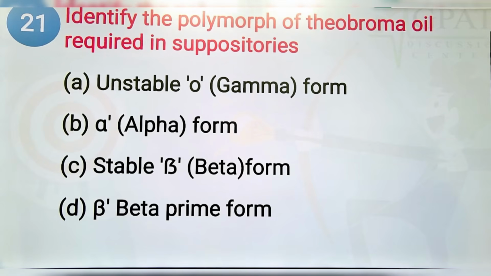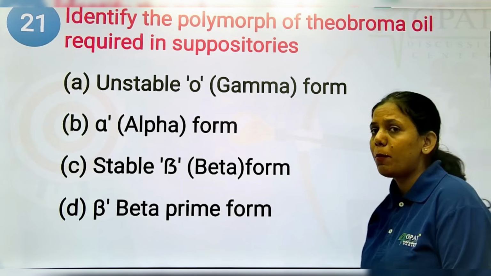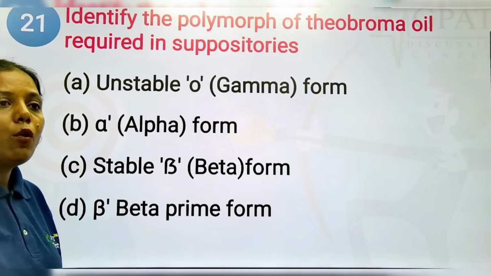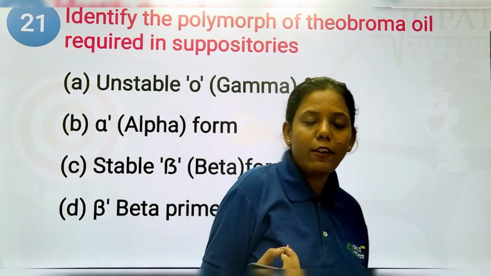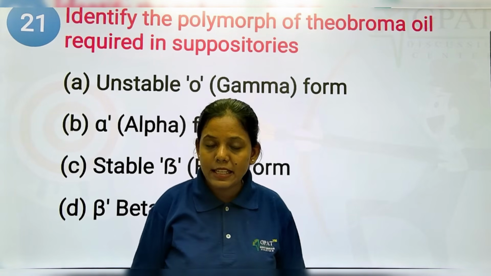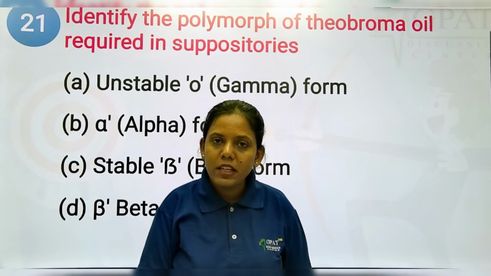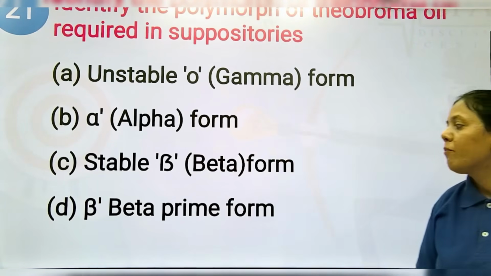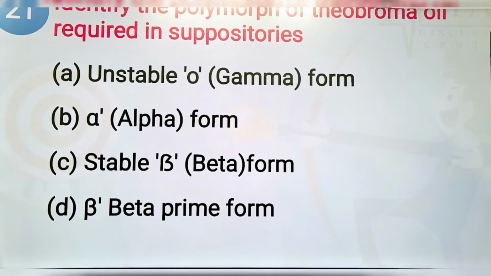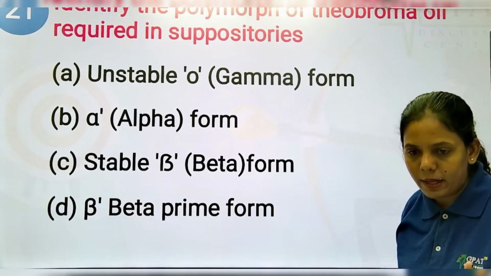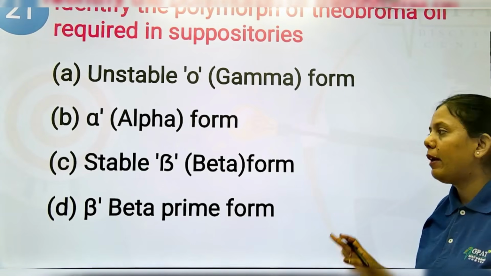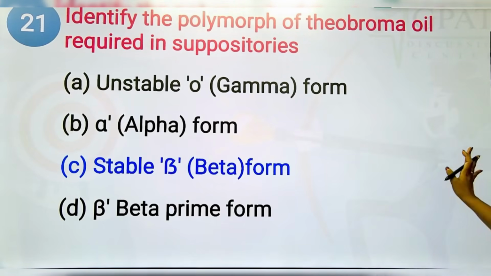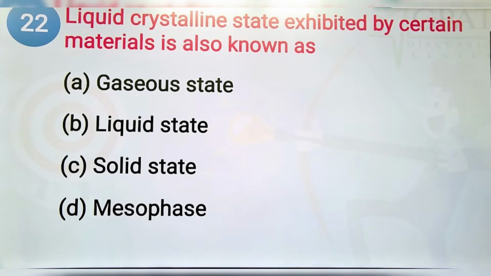Next is identify the polymorphs of the theobroma oil required in the suppository. Theobroma is nothing but the cocoa butter. Now, the ideal characteristic for the cocoa butter or any kind of suppository base is that it should be solid at room temperature. At the same time, it should melt at body temperature, right? The only form is beta form because that is having the melting point near to the body temperature. So at room temperature it is solid and at body temperature it will melt. So beta form is the stable form. Option C is the right answer.